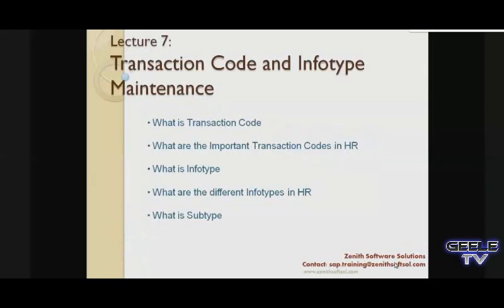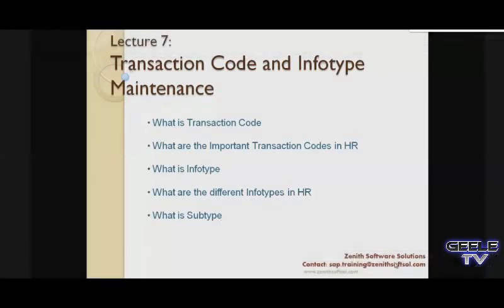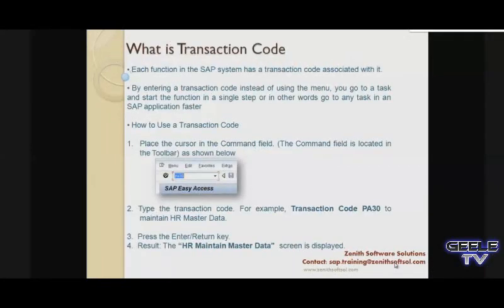So the first lecture in this one, as per the sequence, the lecture number is 7, but the first lecture under this personal administration is transaction code and infotype maintenance. So we will be learning what is transaction code, what are the important transaction codes in HR, what is infotype, what are the different infotypes in HR, what is subtype. So what is transaction code?